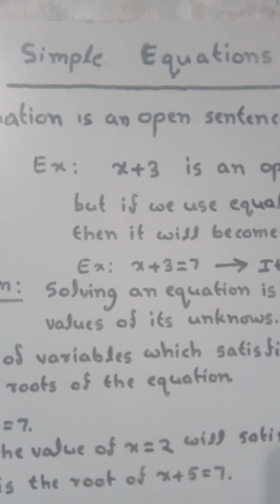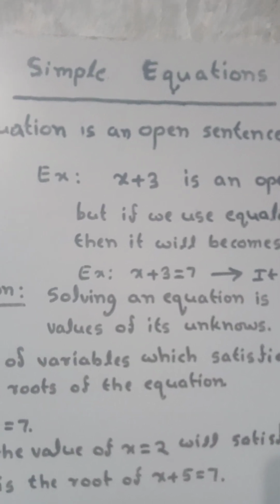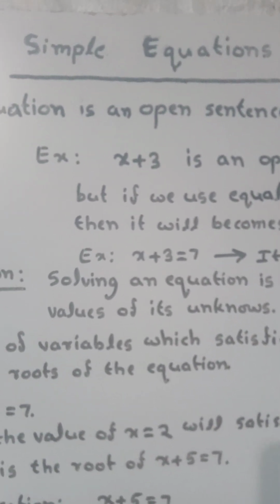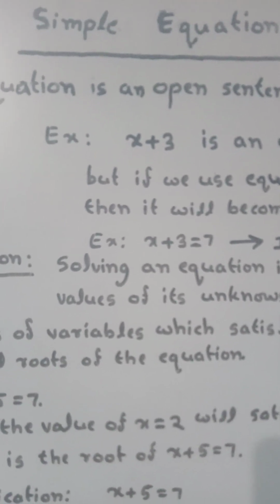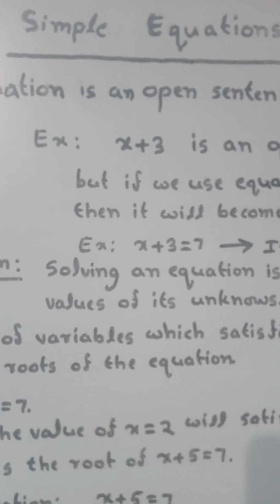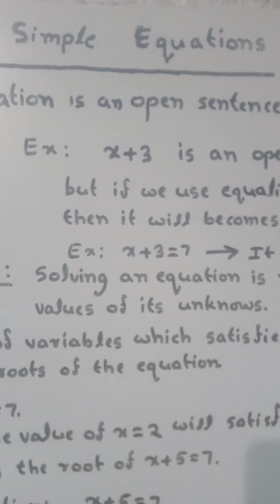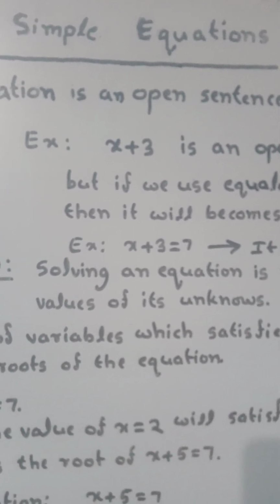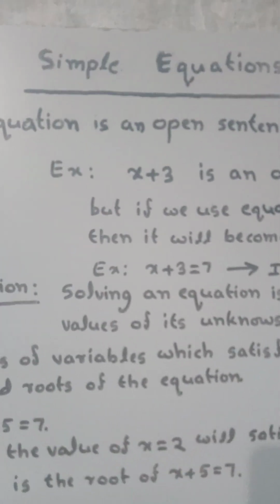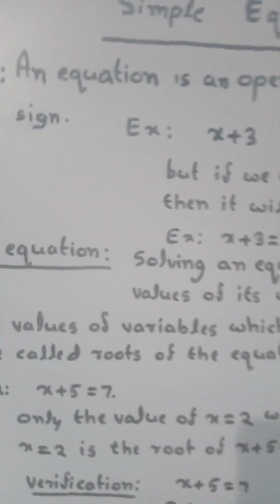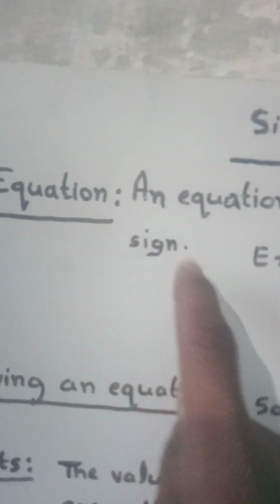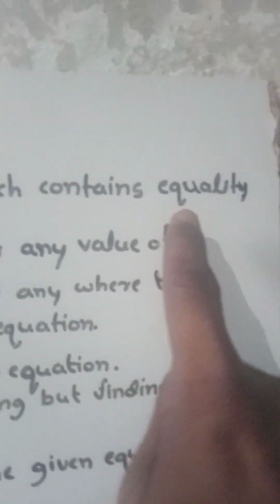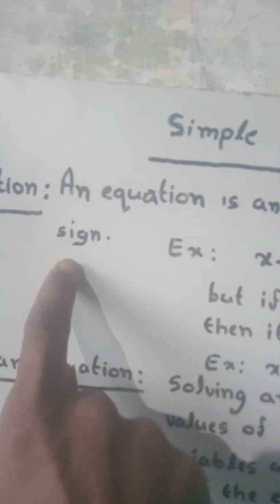Simple equations are nothing but equations which contain only a single unknown. Whatever the degree of the equation, it must contain only a single unknown, like only in terms of x, or it may be in terms of y. Before that, let us know what is meant by an equation. An equation is an open sentence which contains an equality sign.